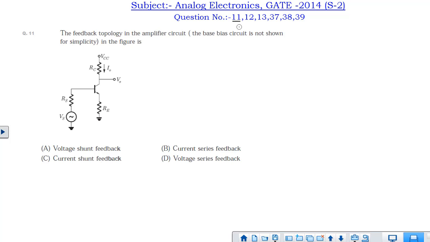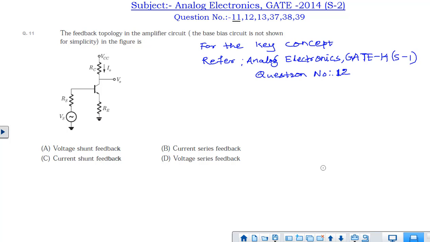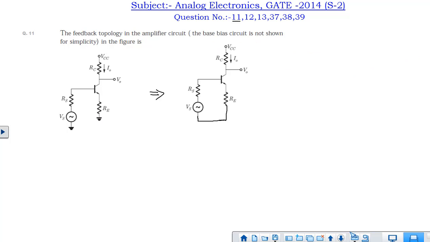The first question is question number 11. In this question, an amplifier circuit is given with a transistor configuration. We have to find out what is the type of feedback used in this circuit. To know the key concepts, you must refer to GATE 2014 set 1, question number 12, where we have discussed a few key points that are needed to find out the type of feedback for any circuit. Here we will apply those concepts to find the type of feedback.